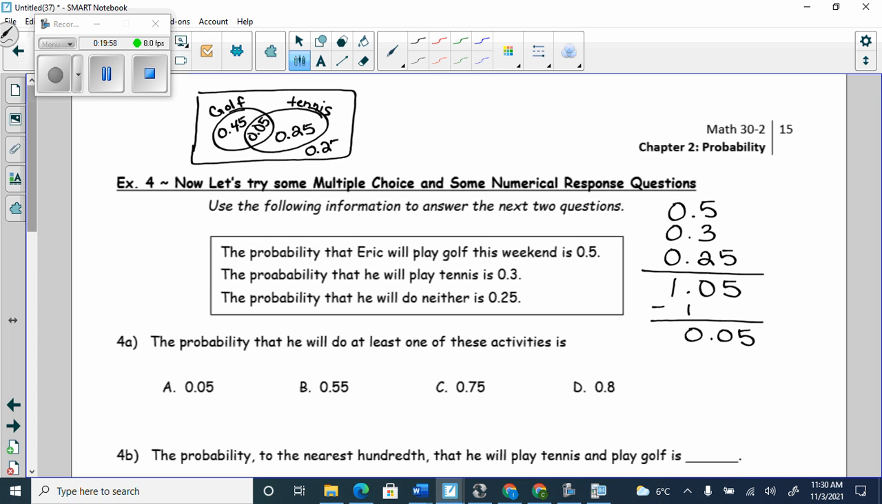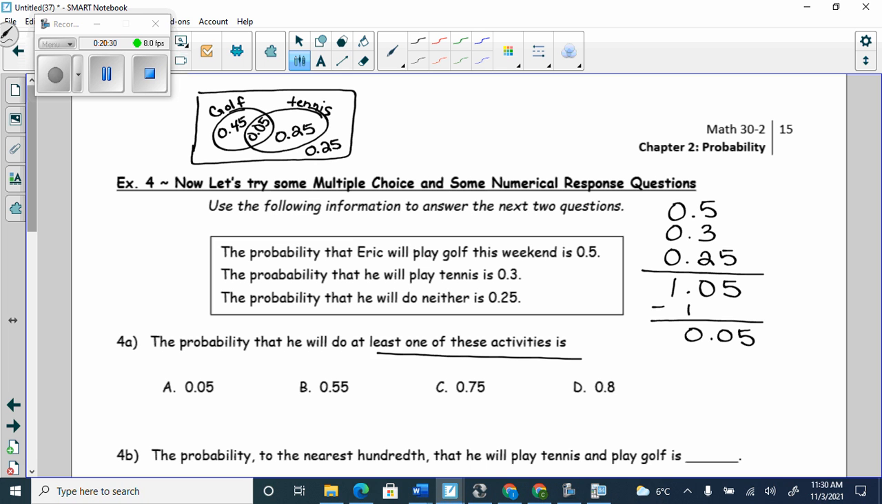Now, what should all of these add up to in a probability Venn? 1. And if they don't, you're wrong. Correct? The probability Venn diagram, when it's decimal, should add up to 1. If the probability Venn diagram is percents, it should add up to 100. Like if they give it to you in percents instead of decimals. So here it says the probability that he will do at least one of the activities. At least one of the activities is golf, tennis, or both golf and tennis, right? Because he could do both. It's at least one. So it's everything but the neither.